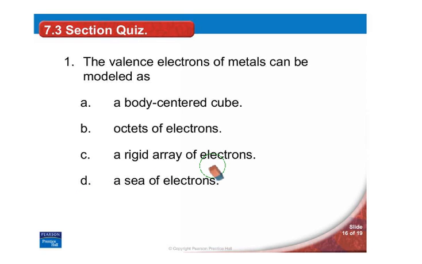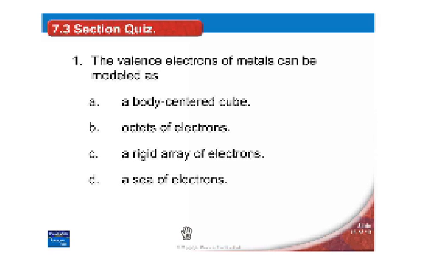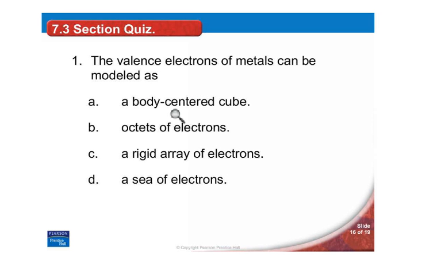The valence electrons of a metal can be modeled as how? A body-centered cube, octets of electrons, a rigid array of electrons, or a sea of electrons. And the correct answer is a sea of electrons. Our valence electrons are what hold our cations in this fluctuating sea of electrons. Okay, next question.